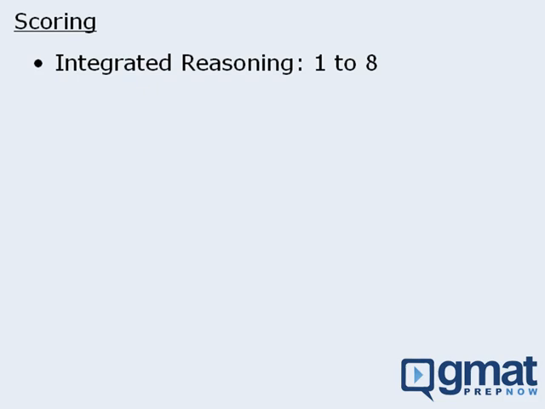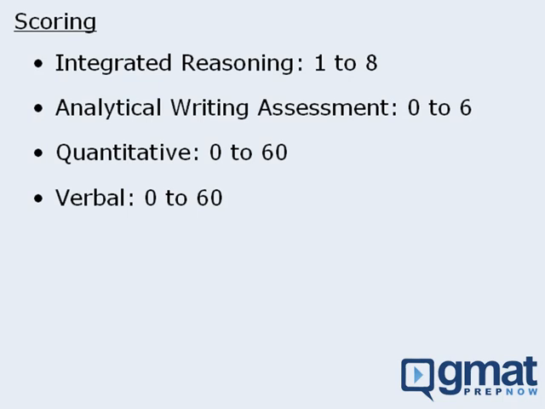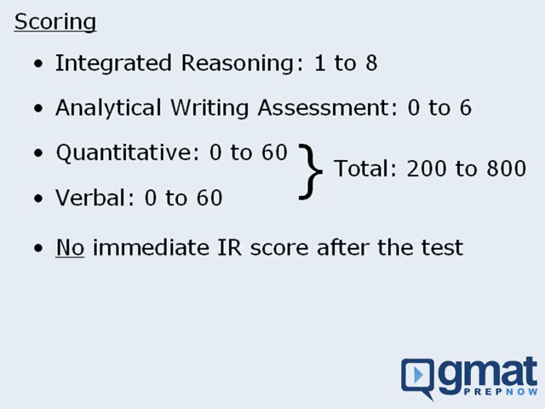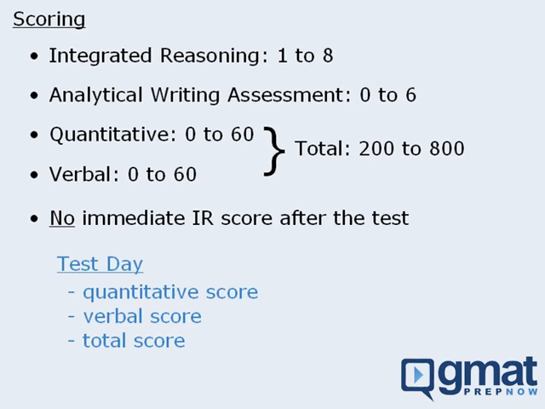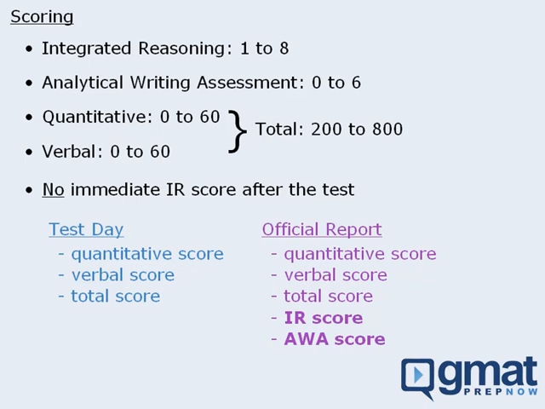So in addition to your integrated reasoning score, you'll receive an analytical writing assessment score from 0 to 6, you'll receive a math score from 0 to 60, a verbal score from 0 to 60, and a total score from 200 to 800 based on your math and verbal scores. Now, it's important to note that you will not receive your integrated reasoning score immediately after the exam. So on test day, right after you complete the test, you'll receive your math, verbal, and total scores. Your integrated reasoning score and your analytical writing assessment score will appear on your official score report, which will be delivered to you within 20 days of taking the test.